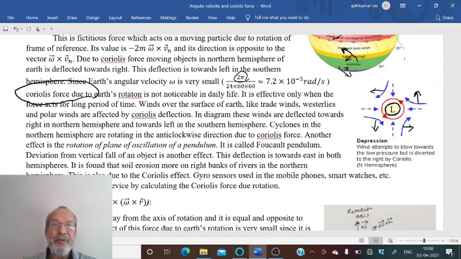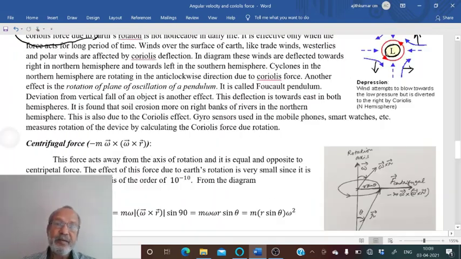Another effect of Coriolis force is the rotation of plane of oscillation of an oscillating pendulum. It is called a Foucault pendulum. That I will discuss later.